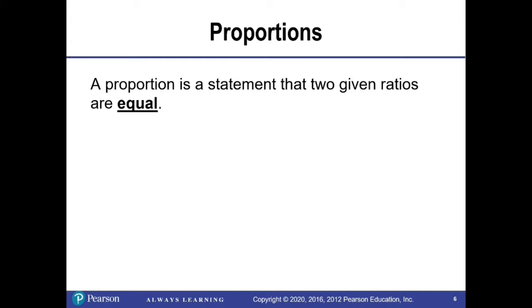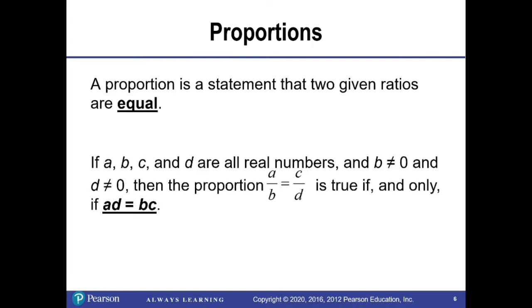A proportion is a statement that two ratios are equal. If we have real numbers A, B, C, and D, where B and D are non-zero, our proportion A over B equals C over D is true if and only if A times D, the top of the first ratio, times the bottom of the second one, equals B times C. In other words, the bottom of the first ratio times the top of the second ratio. These are our cross products.